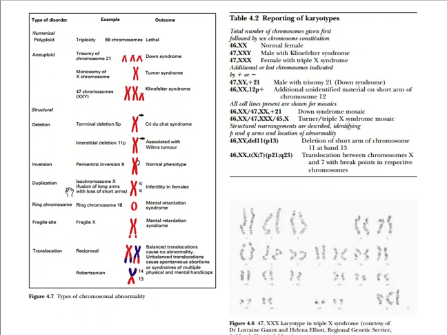So duplication. In duplication you now have examples like the isochromosome X. So we have a fusion of the long arm with the loss of the short arm of the chromosome. So here you have infertility in females. You have also a ring chromosome, like ring chromosome 18. We have mental retardation syndrome. We have fragile sites, like the fragile X chromosome. You have mental retardation syndrome.